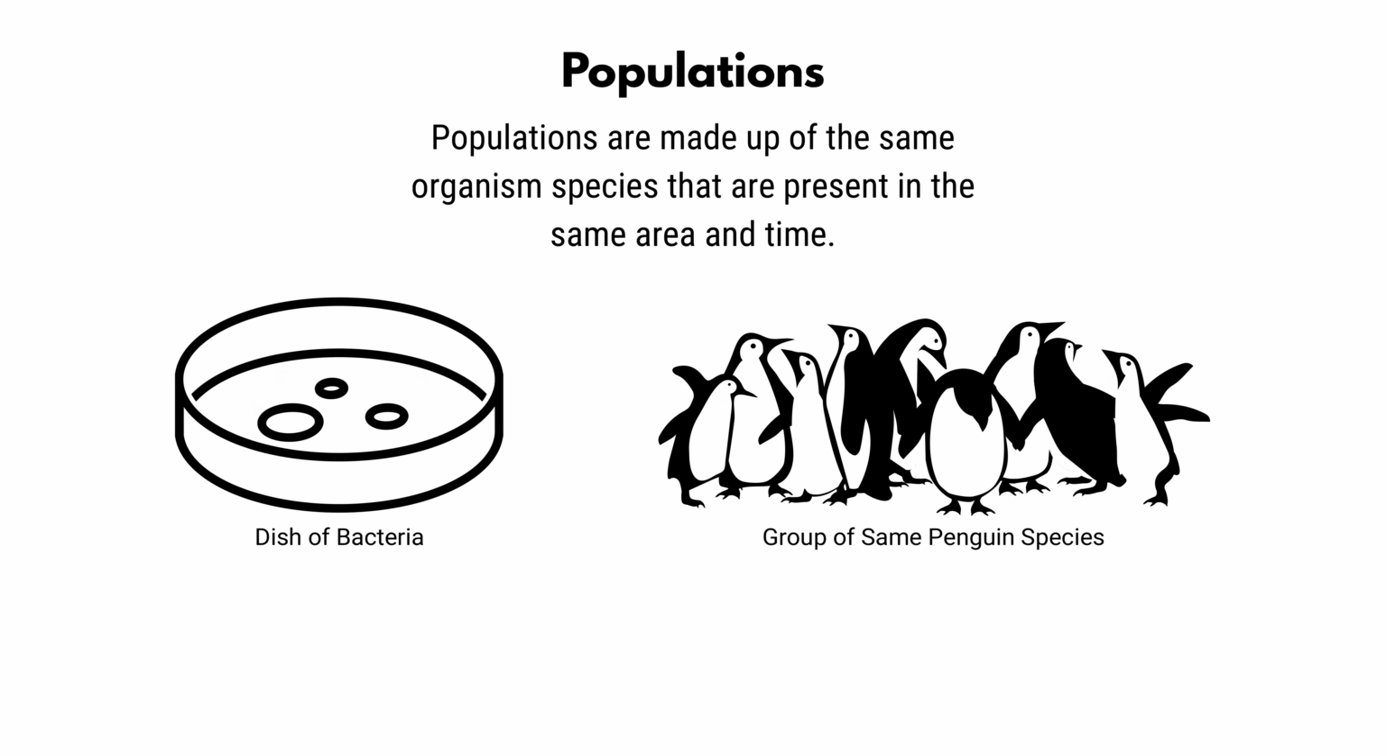Alright, one level above organisms, we have populations. Populations are made up of the same organism species that are present in the same area and time. For example, we have like a petri dish of bacteria. They are all of the same species, and they are all living in the same place at the same time. Another example, we have a group of the same penguin species. They could all be living in the same area at the same time, and they must all be the same species to count as a population.